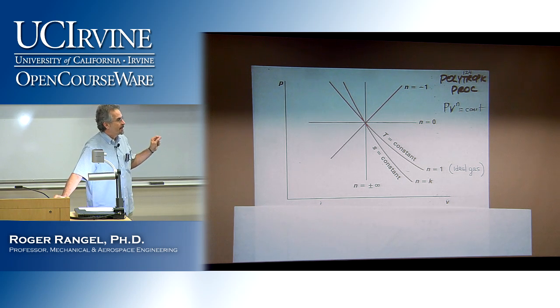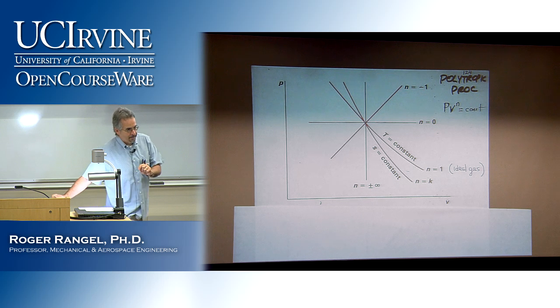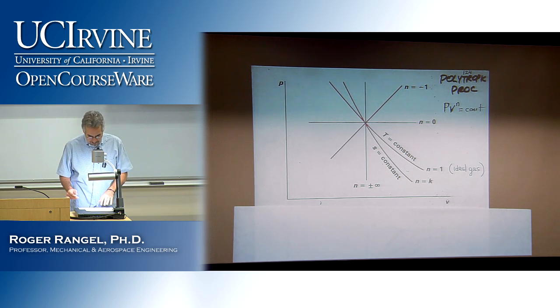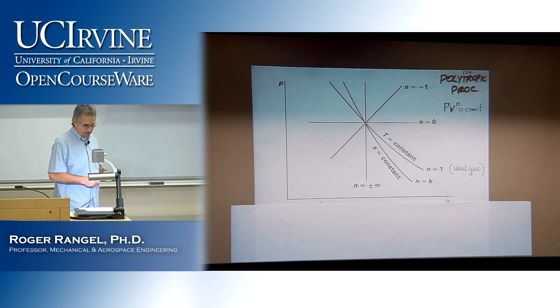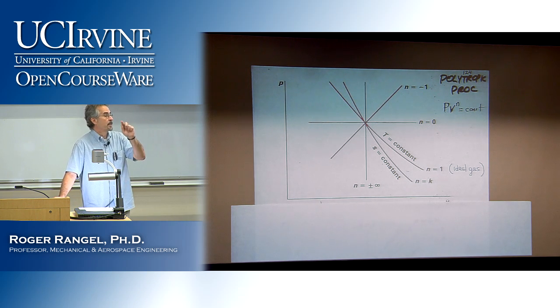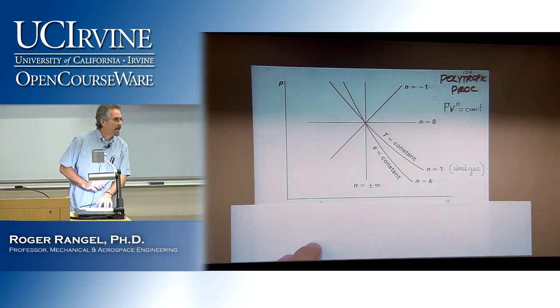If it's isothermal, what's the N? Remember, that was a question on the exam. The answer was N is equal to 1, because for an ideal gas, PV equals RT. If it's isothermal, then PV is constant. That means that the N is 1. But here you have all of the possible scenarios.